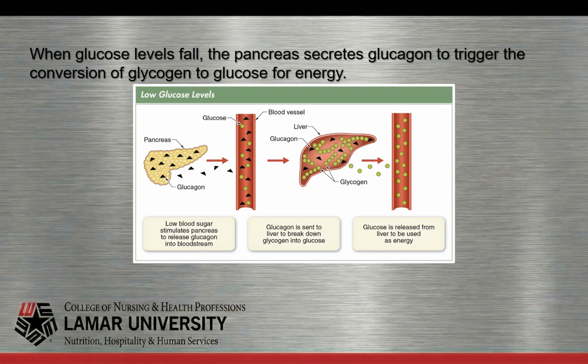Blood glucose levels are maintained when the body receives an adequate supply of carbohydrates at regular intervals throughout the day. When blood glucose levels drop, an individual may feel faint or weak. However, the body tries to protect itself from low glucose levels by storing glucose as glycogen. When glucose levels fall, the pancreas secretes a hormone called glucagon. Glucagon is a pancreatic hormone sent to the liver to trigger the conversion of glycogen to glucose for energy.